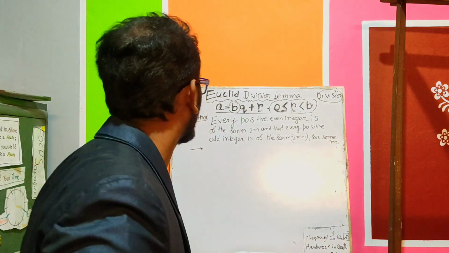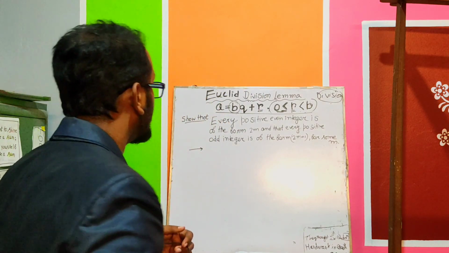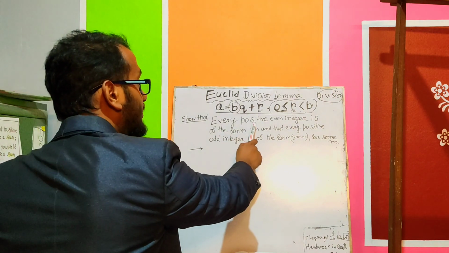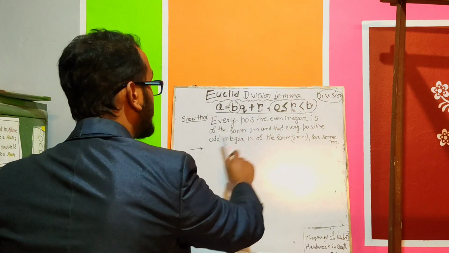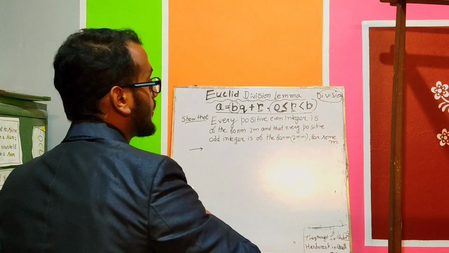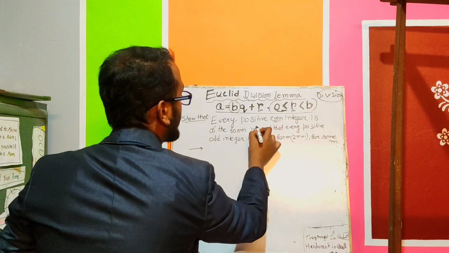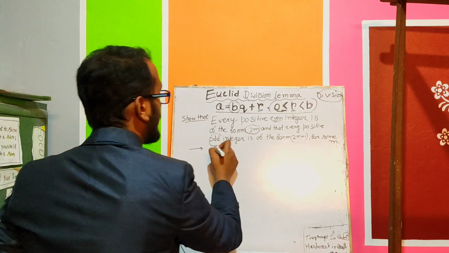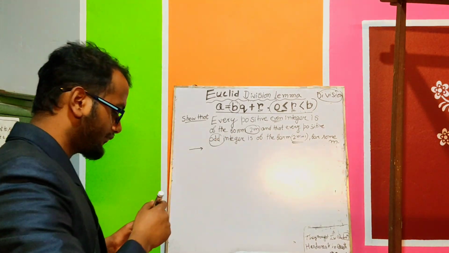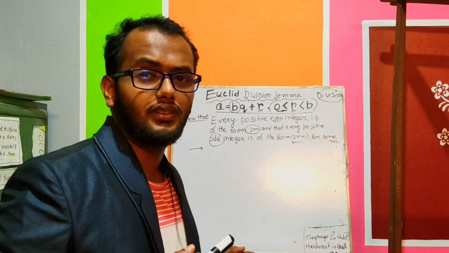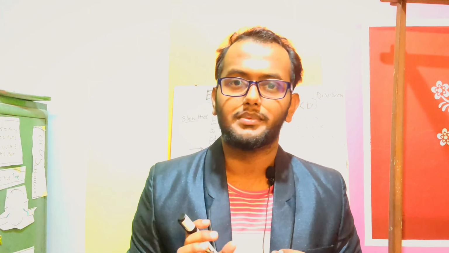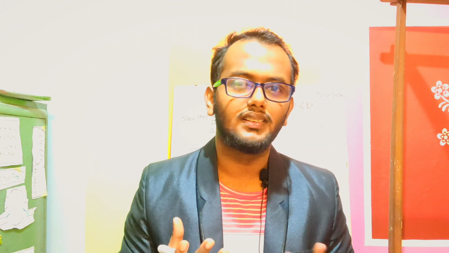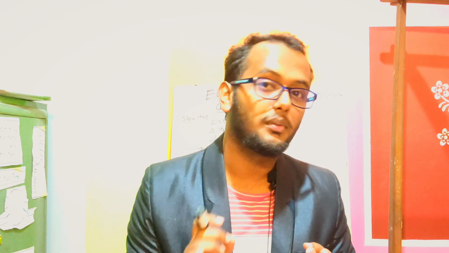One of the applications of Euclid division lemma is this one. We have to show that every positive even integer is of the form 2m, and that every positive odd integer is of the form 2m plus 1. So the even is in the form of 2m and the odd is in the form of 2m plus 1. How will you do this one? Very simply. This chapter is a very theoretical chapter, so you just have to remember. There is no exact logic behind this sum, so you just have to remember it in this way only.